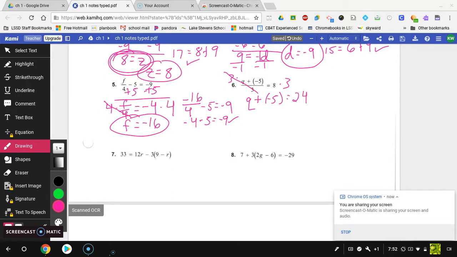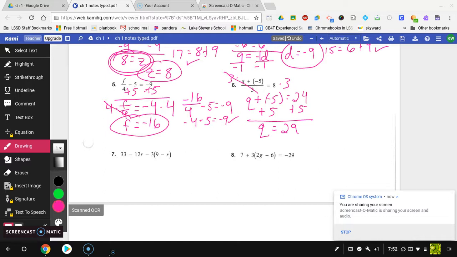Now that we've gotten rid of that dividing by 3, we're down to that simple one-step problem to solve. To get rid of adding a negative 5, we're going to add a positive 5 to both sides because negative 5 plus 5 cancels each other out. So I'm left with q is equal to 29.